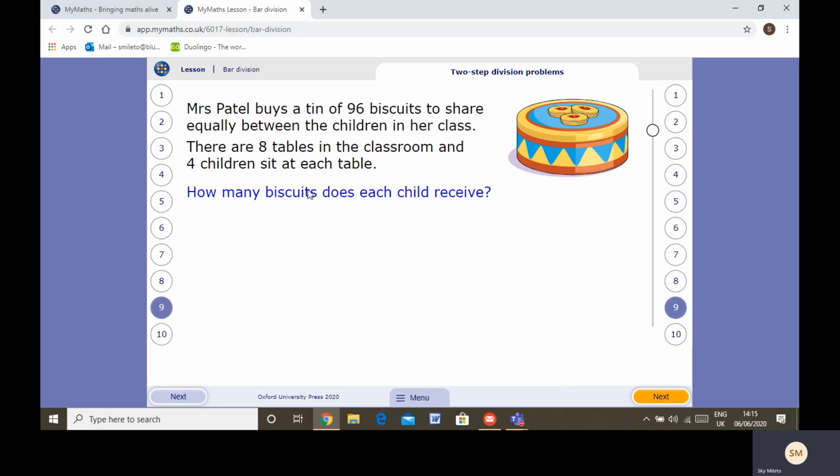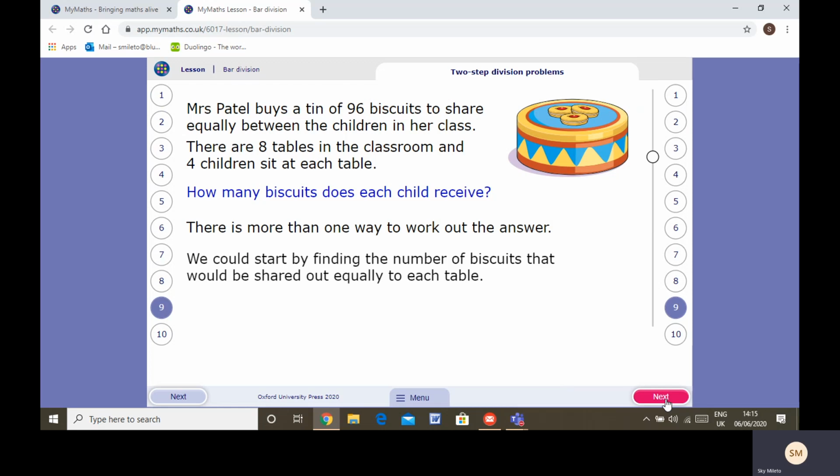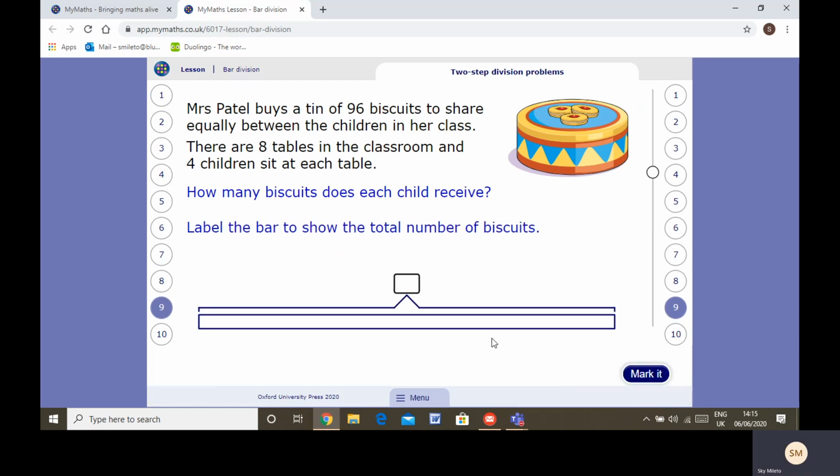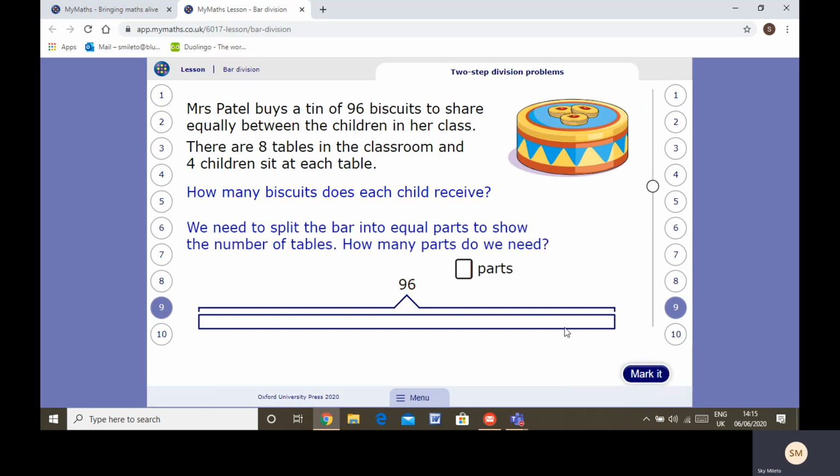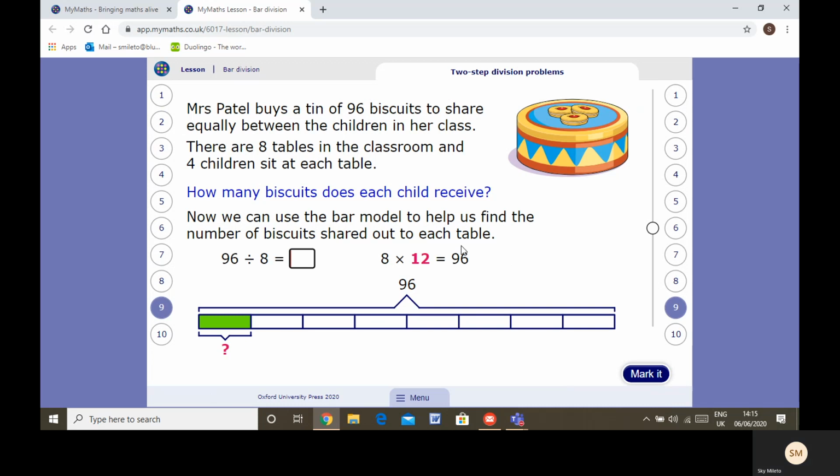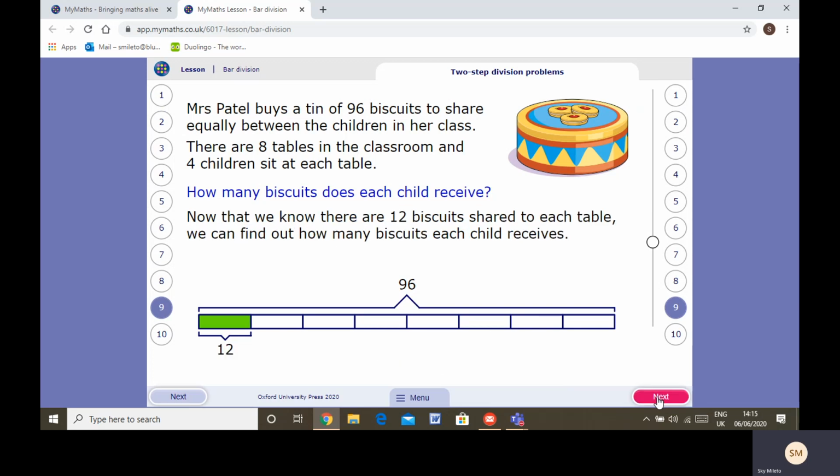So first, I need to know how many biscuits go onto each table. So I want to say there are 96 biscuits in total, and there are 8 tables. So I would do 96 divided by 8. And I know 8 times 12 equals 96, so 96 divided by 8 must equal 12. So there are 12 biscuits on each table.